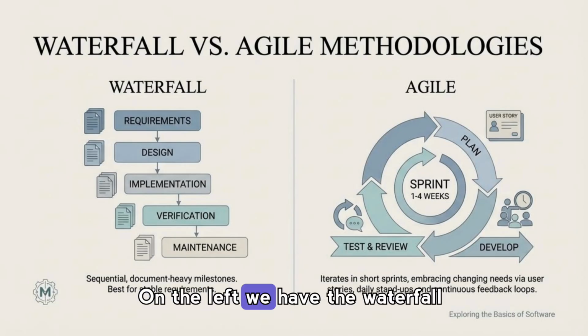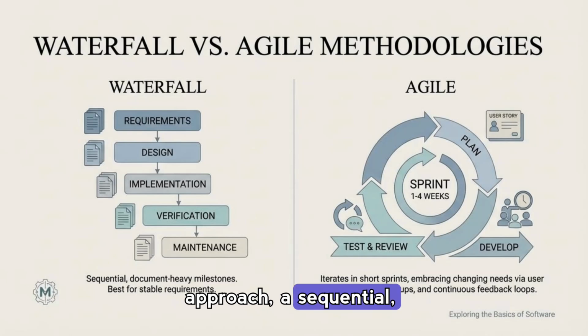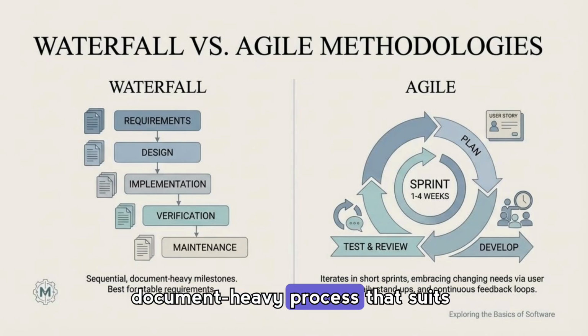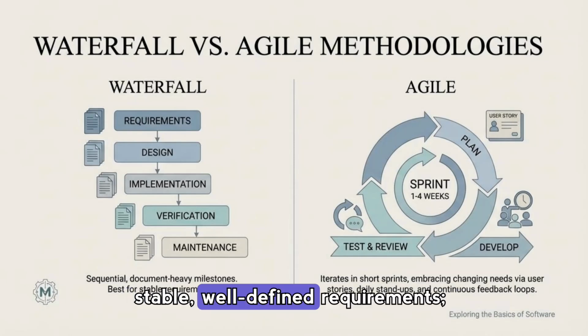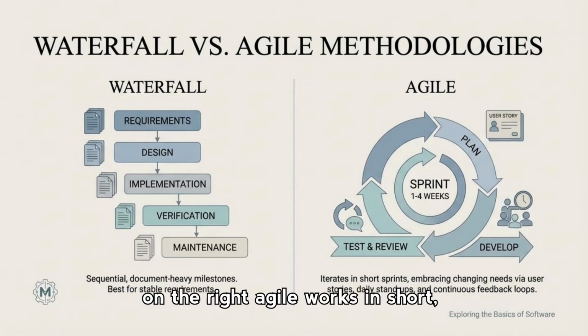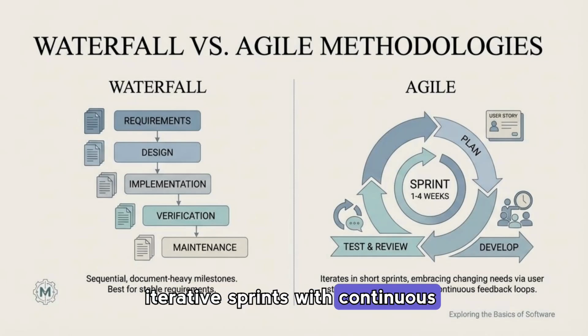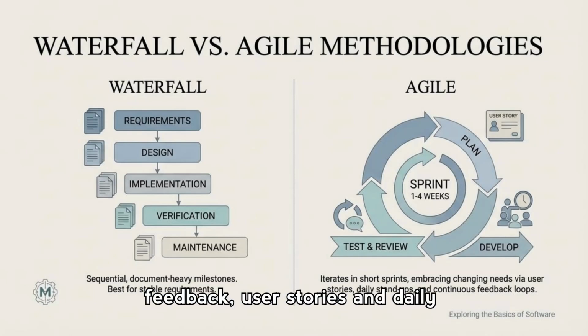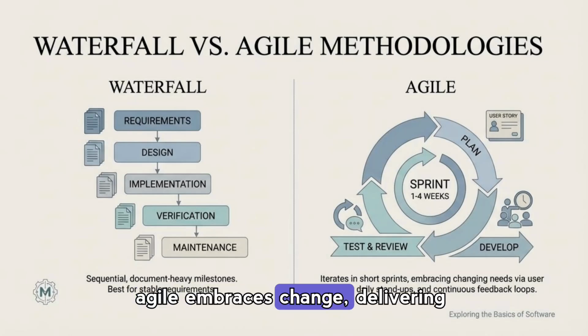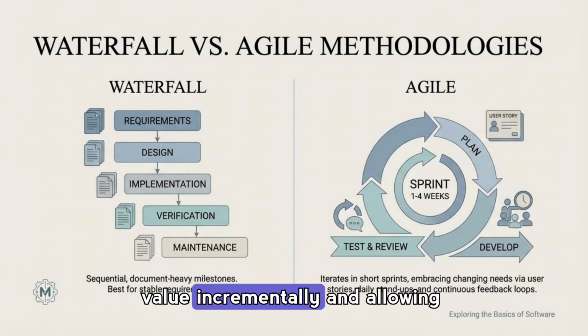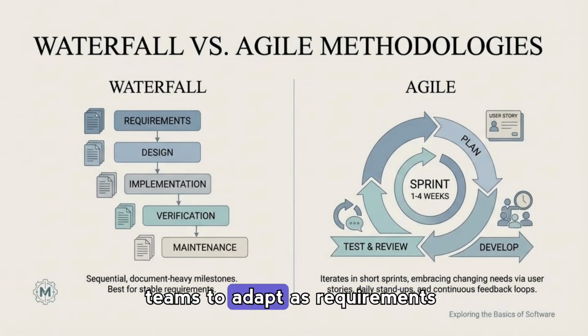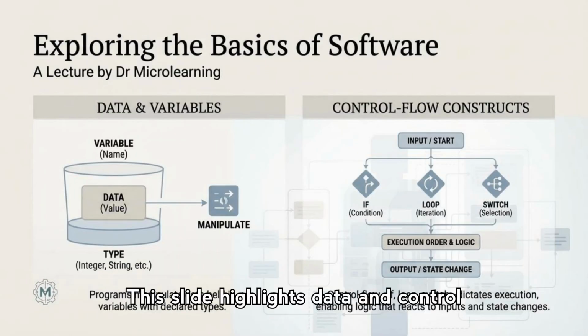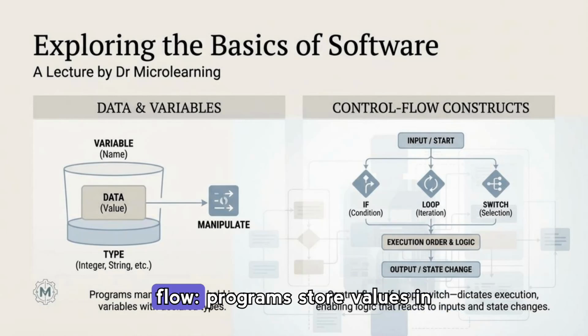On the left, we have the waterfall approach, a sequential, document-heavy process that suits stable, well-defined requirements. On the right, Agile works in short, iterative sprints with continuous feedback, user stories, and daily stand-ups. The key difference is that Waterfall plans up front while Agile embraces change, delivering value incrementally and allowing teams to adapt as requirements evolve.